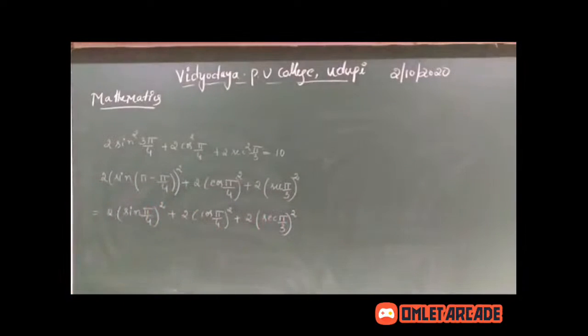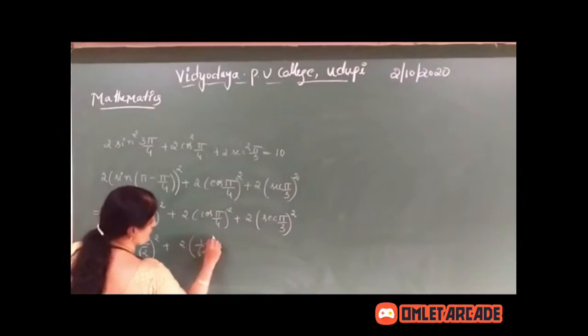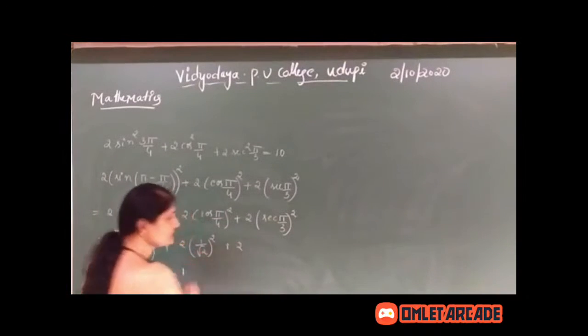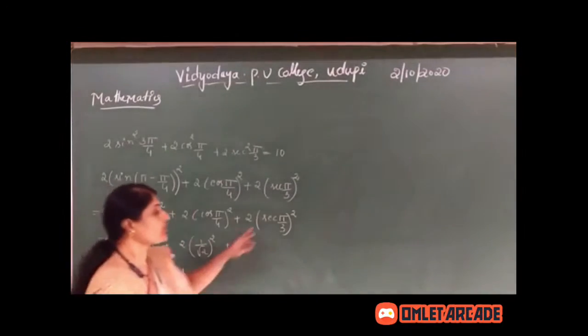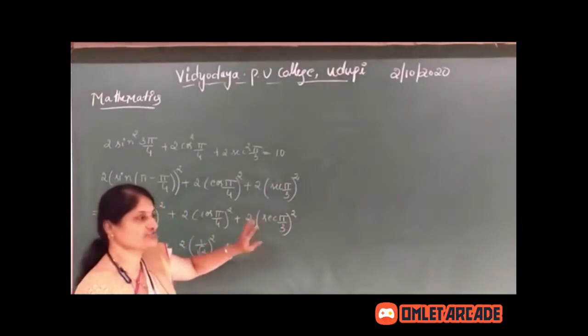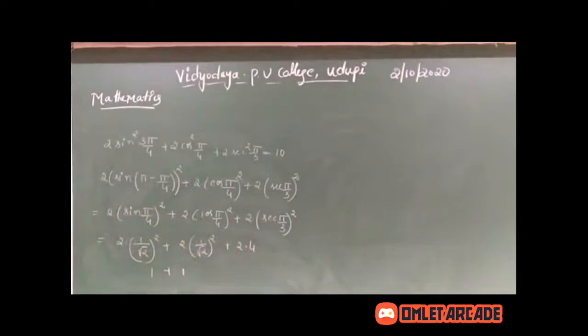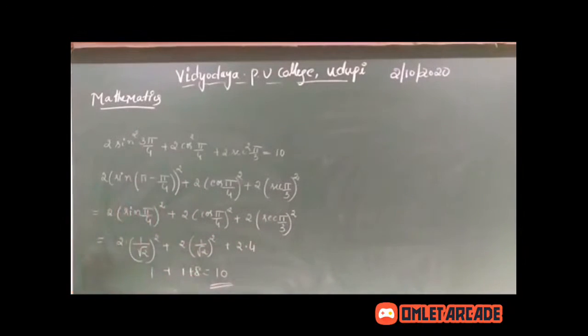Now you just need to substitute all the values. This is 2 into (1 by root 2) whole square plus 2 into (1 by root 2) whole square. So cancel this, 2 square is 1, plus 1. And what about this? 2 times sec² π/3. Secant is the reciprocal of cos. Cos π/3, cos 60, is half, square. So it is 4, 2 into 4. So this is 8, and the right hand side is 10.